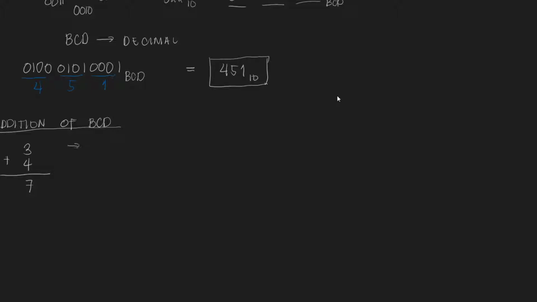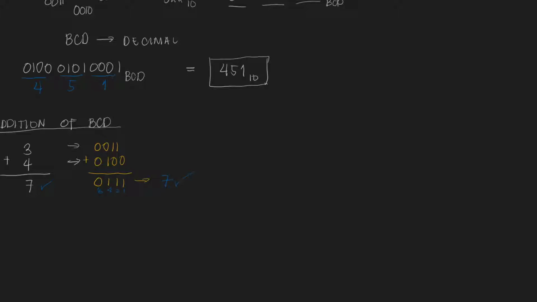Then we convert this into its BCD equivalent. We have 3, that is 0, 0, 1, 1. And how about 4, that is 0, 1, 0, 0. When we add these, we get 0, 1, 1, 1. Then we check if the equivalent in decimal is 7. So it becomes 1, 2, and 4, so 4, 5, 6, 7. So this becomes 7, which is correct.